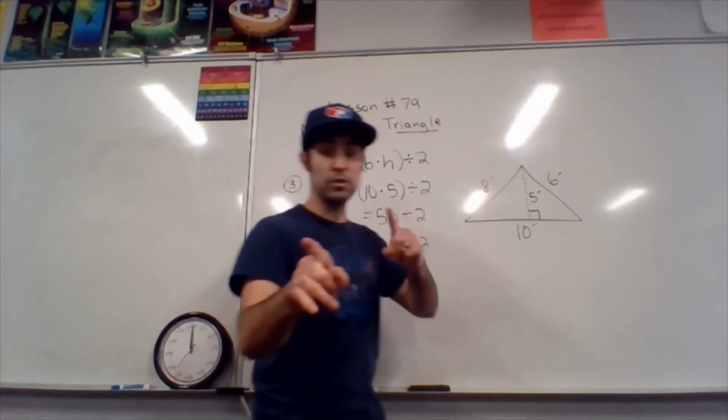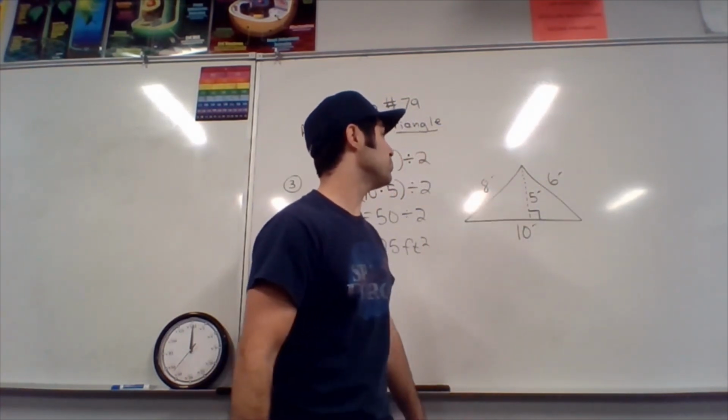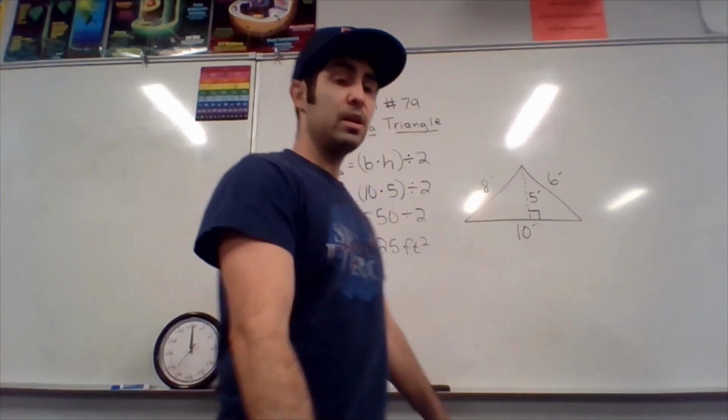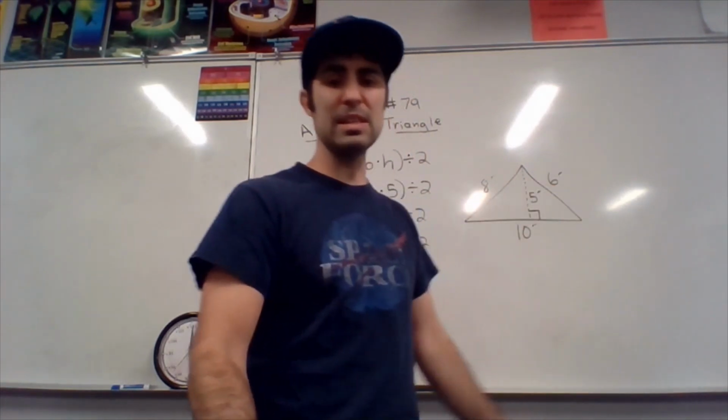Now, perimeter is different. Don't mix it up. Perimeter would be 10 plus 6 plus 8, which would be 24. Okay? So that's something completely different. Area is how much, basically, room do you have inside of the triangle.